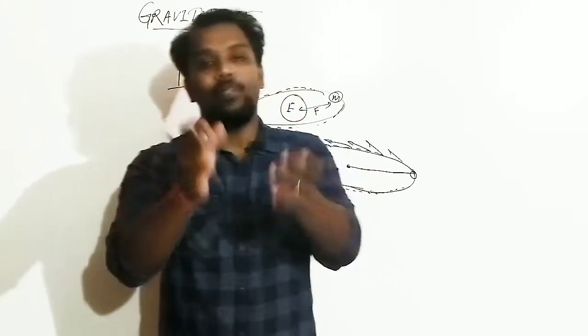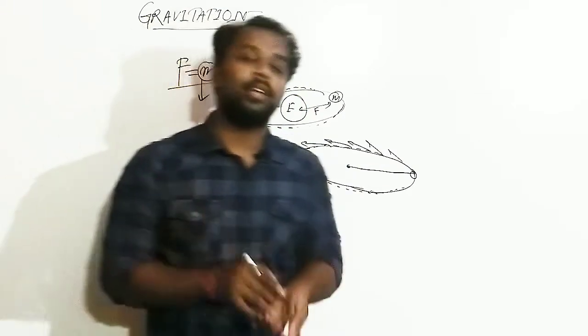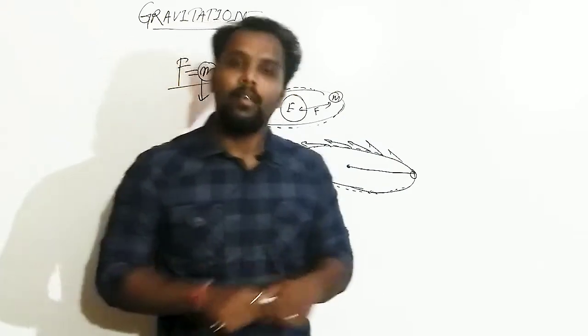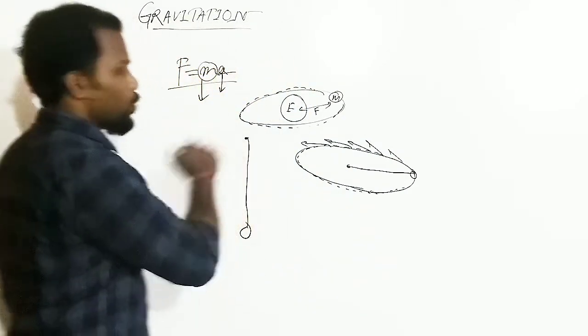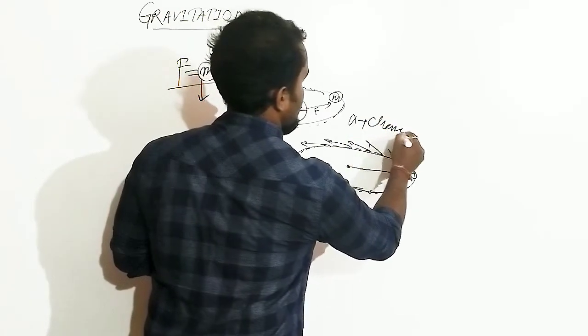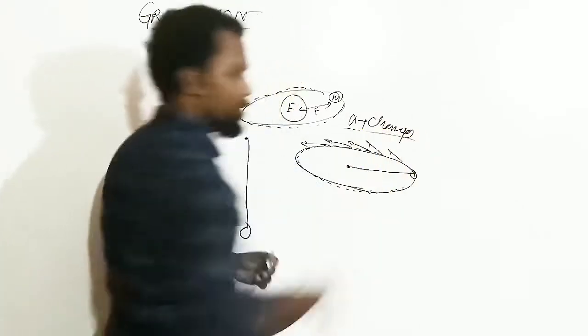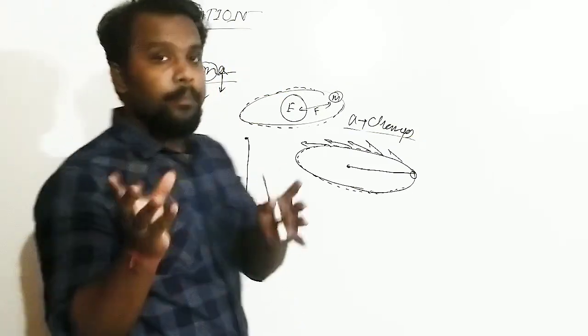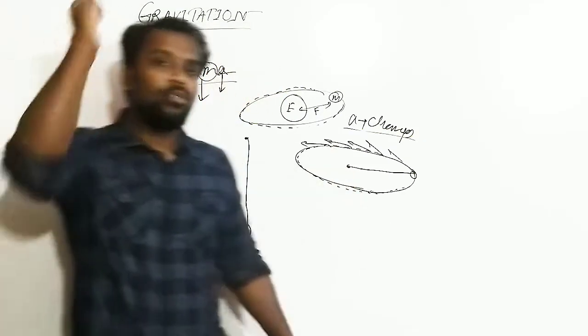If there is a change of velocity, what can we say? There is acceleration, right or wrong? If there is a change of velocity, there is going to be acceleration. So this is one fact: we are going to get that acceleration, simple fact.